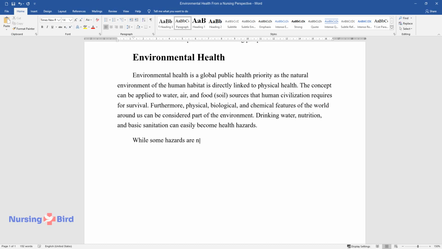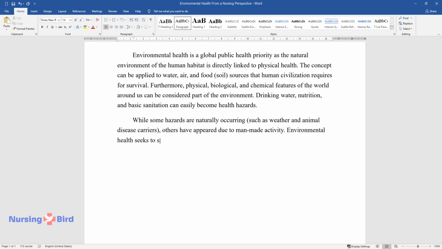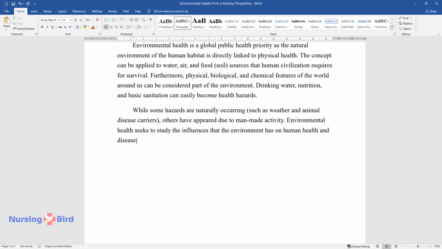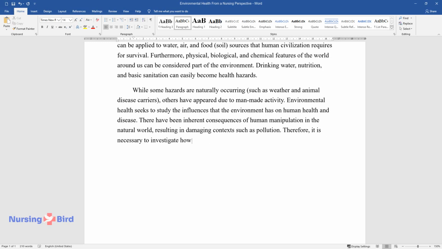While some hazards are naturally occurring, such as weather and animal disease carriers, others have appeared due to man-made activity. Environmental health seeks to study the influences that the environment has on human health and disease. There have been inherent consequences of human manipulation in the natural world, resulting in damaging contexts such as pollution. Therefore, it is necessary to investigate how the surrounding environment can impact public health.